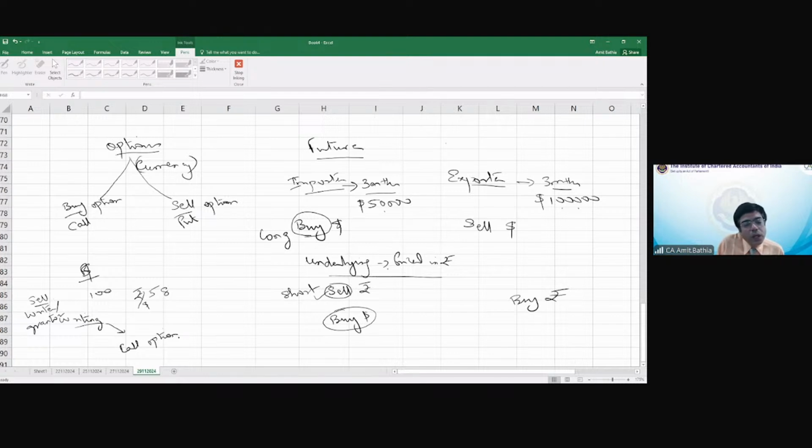Now, what are the requirements? So say, for example, there is Miss Mamta over here. I'm telling Miss Mamta, I will sell you this $100 30 days from now at 59 rupees. And for this particular option, to buy it at 59 rupees, you need to pay me, let's say, for example, rupees 5 as premium.